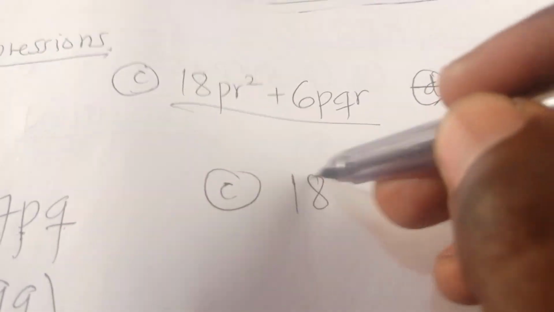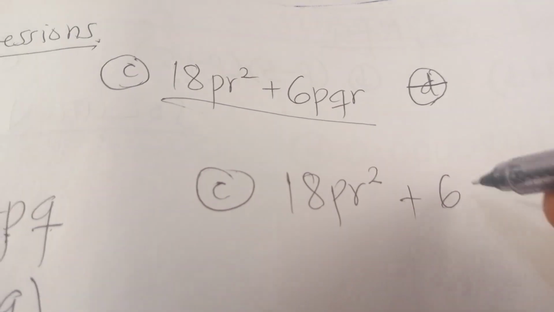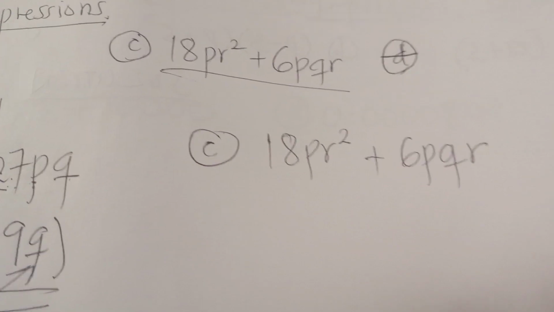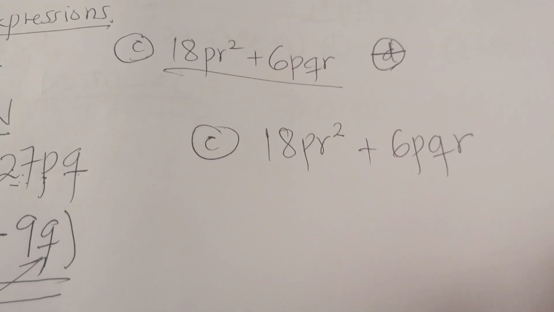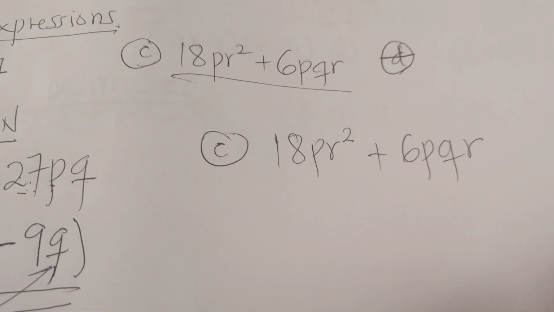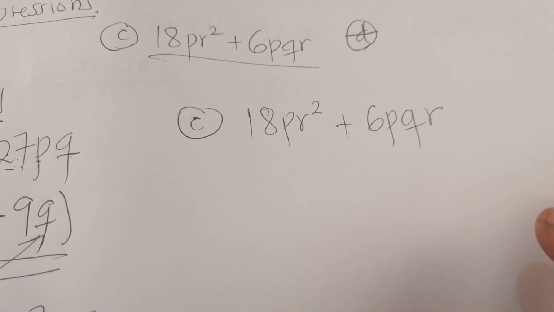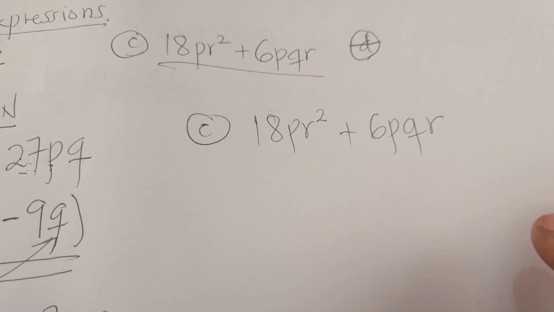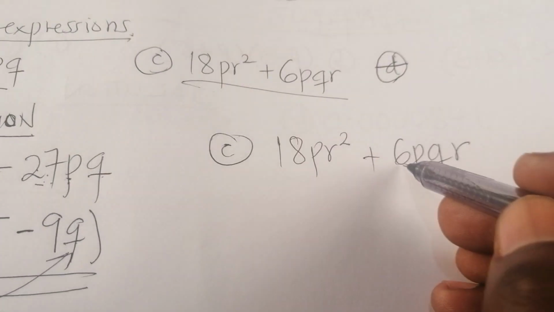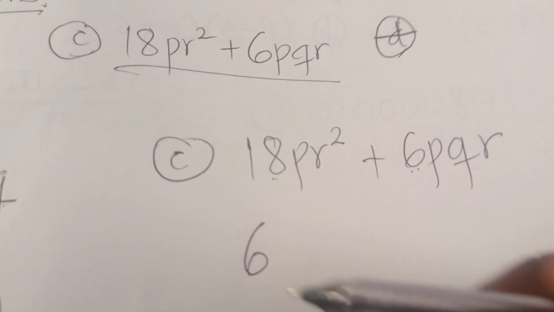We have 18pr squared plus 6pqr. I hope you remember the steps. What is the first thing to do? Yes, we have to bring out the common factors, be it the letters or variables or the numbers. So when we take the numbers, we have 6 and 18. So quickly we can say 6 is a factor of 18. So 6 can come out.